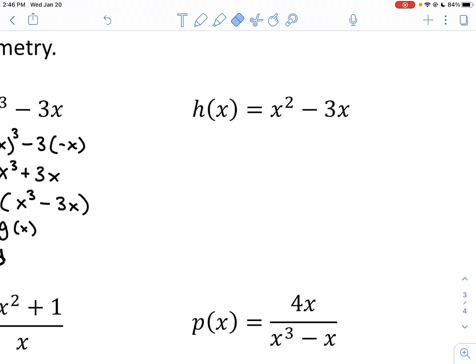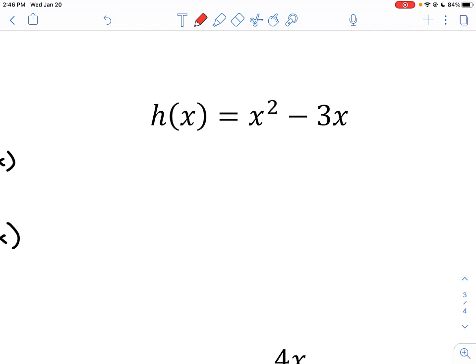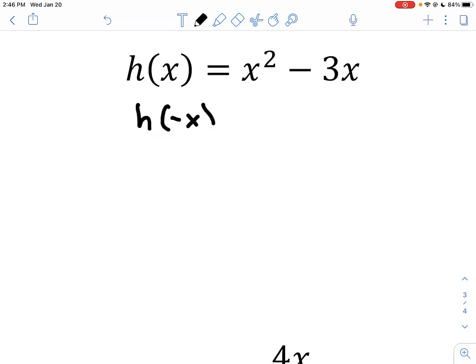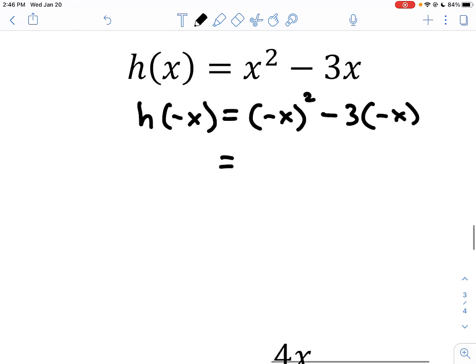First, let's look at h of x. Right away, notice that we have a square, which is an even power, and then a 1, which is odd. So we have a mixture. Let's see what happens when I plug in h of negative x. H of negative x is equal to negative x in parentheses squared minus 3 times parentheses negative x. Now, the first negative will be canceled by the square, leaving just x squared. But the next negative will remain, making this a plus 3x.